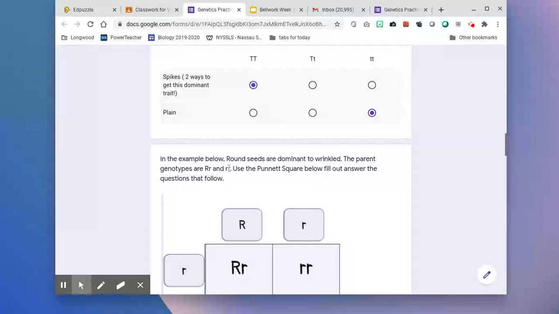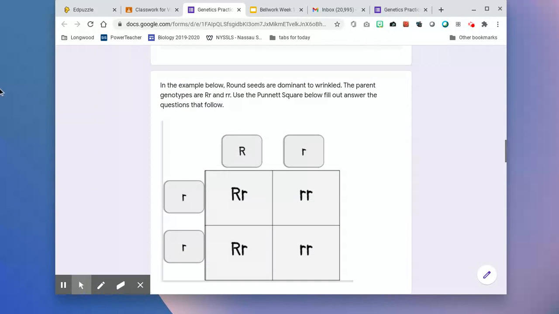In the example below, round seeds are dominant to wrinkled. Okay, this sounds like a Mendel Punnett square. The parent genotypes are capital R, lowercase r, and lowercase r, lowercase r. Use the Punnett square to fill out the answers and the questions that follow. So here we have this beautiful Punnett square.